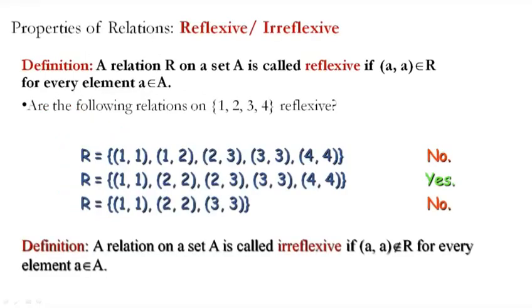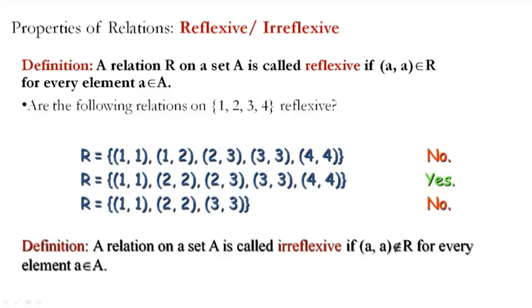First of all, reflexive or irreflexive. A relation R on a set A is called reflexive if (a, a) belongs to R for every element a, that is small a, which is an element which belongs to the set capital A.